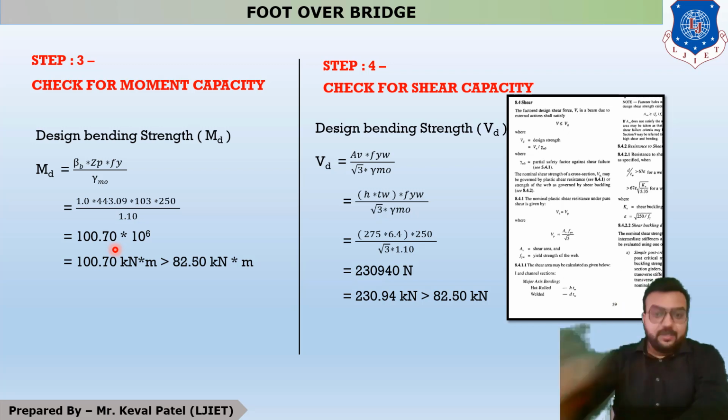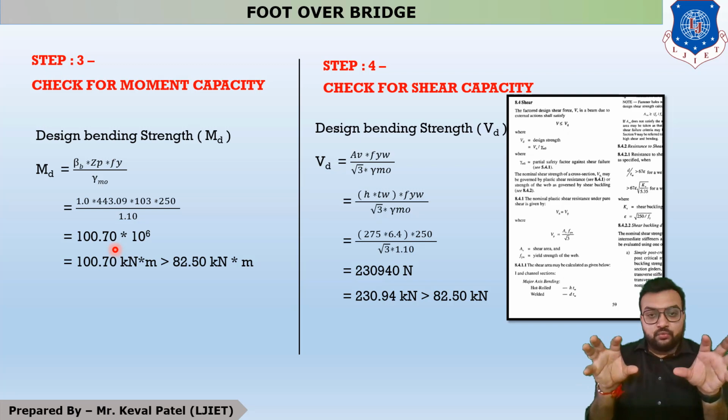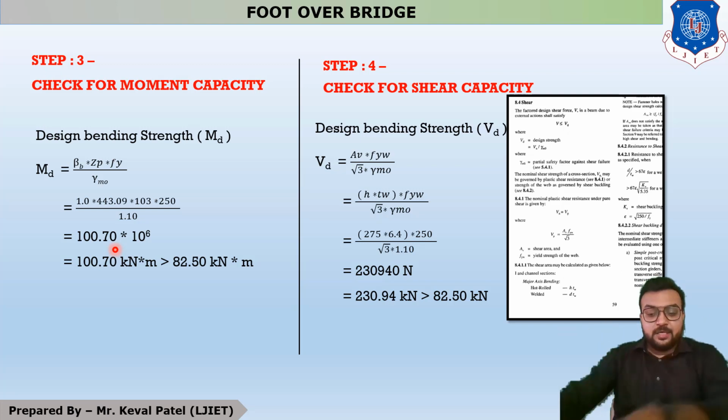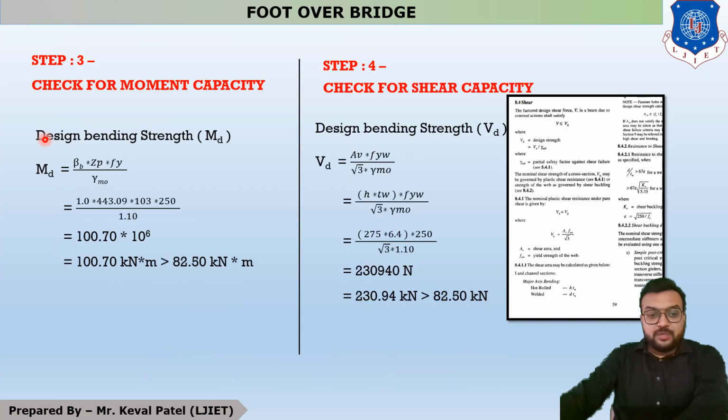Now, this 100.70 into 10 raised to 6 is in Newton into mm. But whenever we have to equate any values, the units must be the same. And you can see that our moment, which was calculated earlier, is in kilonewton into meter. This is our maximum moment. So we have to convert this moment into kilonewton into meter by dividing by 10 raised to 6. So it is 100.70 kilonewton into meter. It means our selected section takes a maximum moment of 100.70, which is greater than our required moment. It means we are safe in moment capacity.